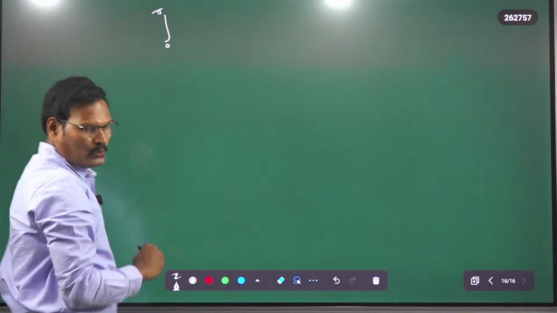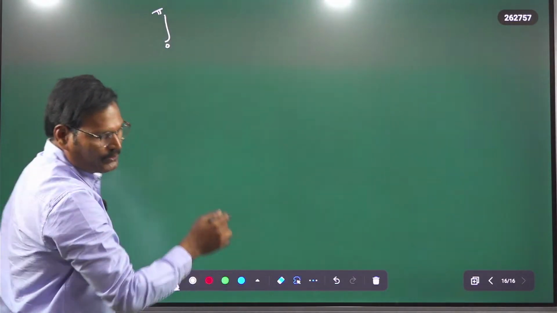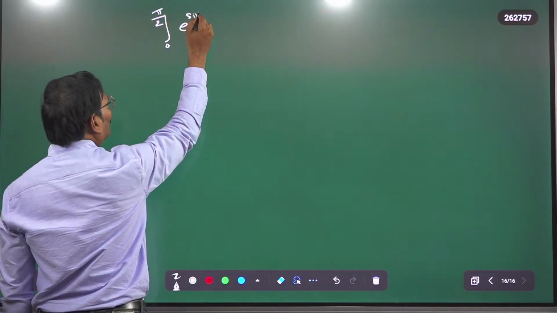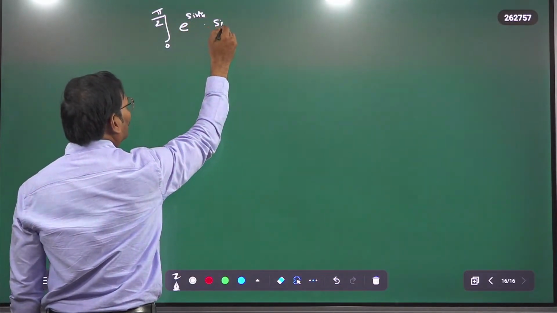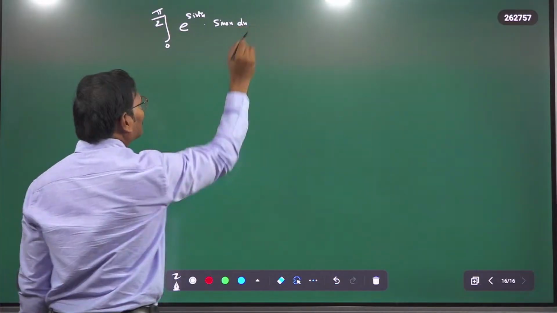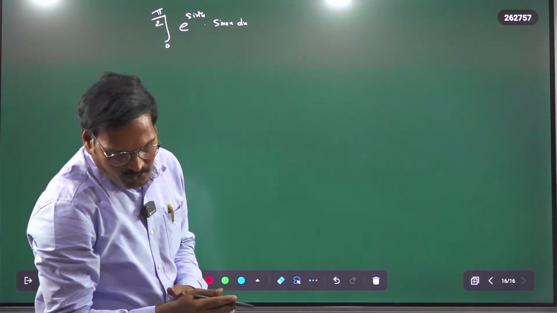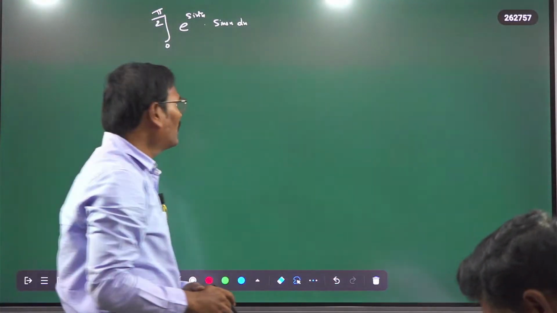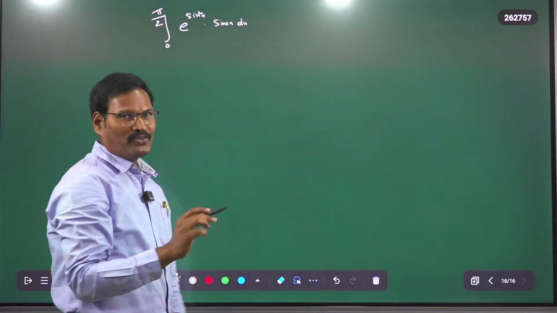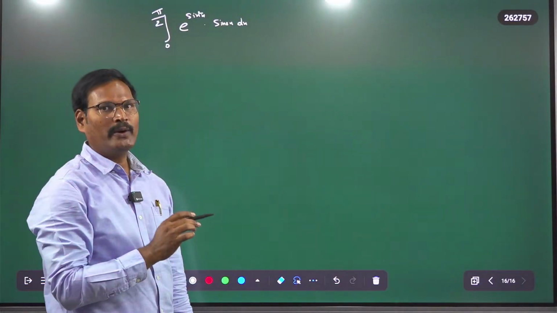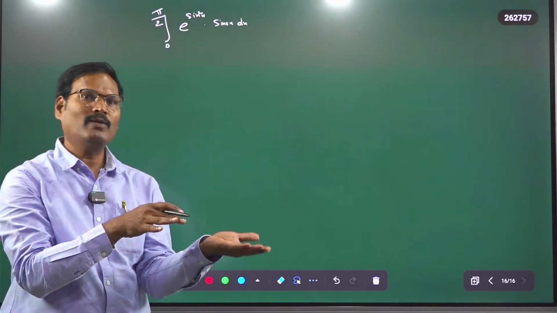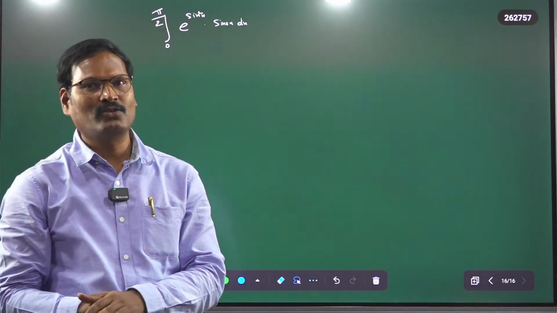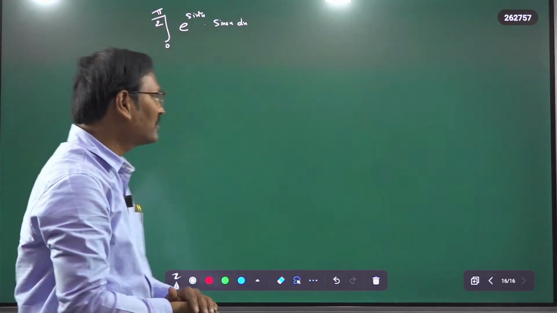Integral 0 to pi by 2 e power sin square x into sin 2x dx. Listen. So here also I am using the substitution method to evaluate this definite integral. What methods we have learnt in our indefinite integration, we can apply those methods here also to evaluate definite integrations.